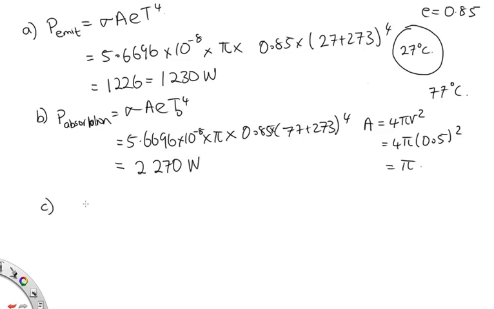Okay, finally, we're asked what is the total energy transfer. So P total: you can see it's absorbing more than it's emitting, but we just take the difference between these two. So that is equal to 1,040 watts.